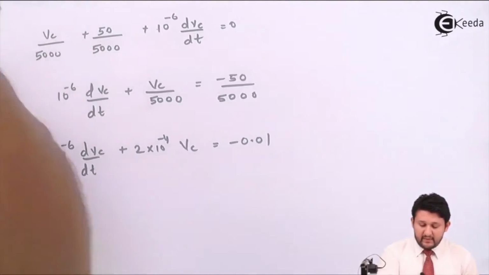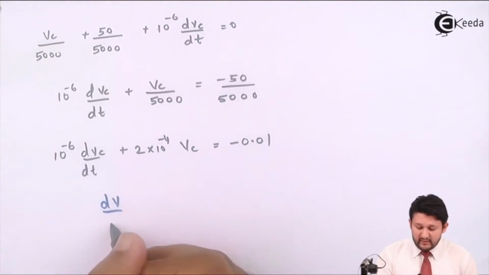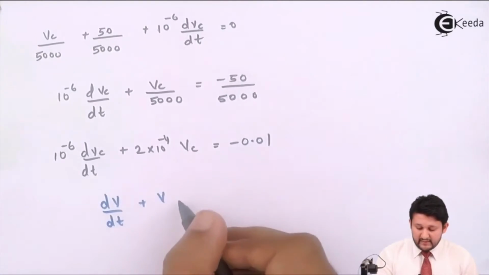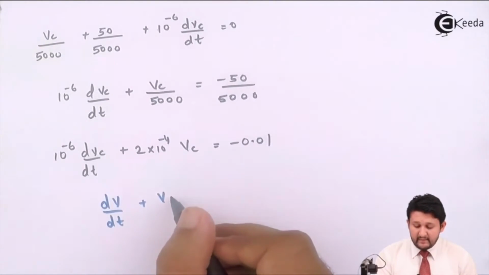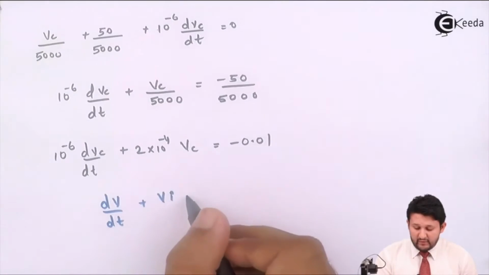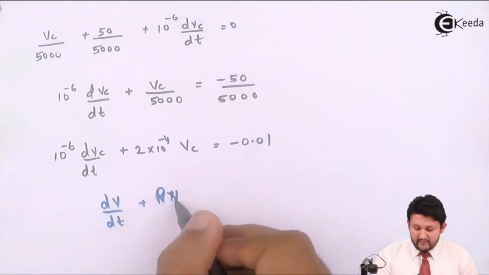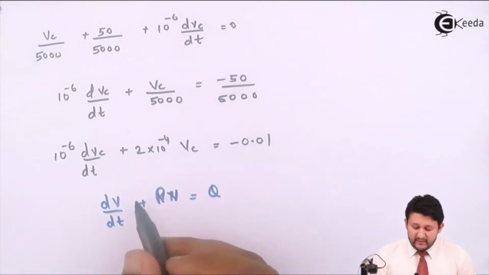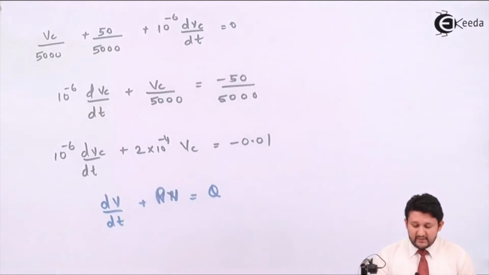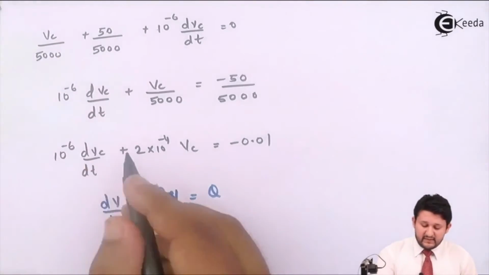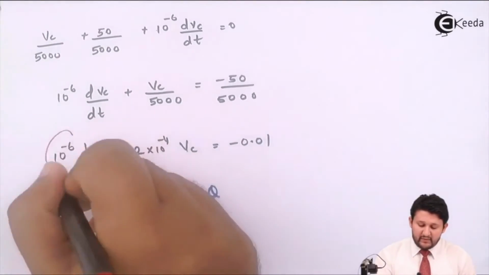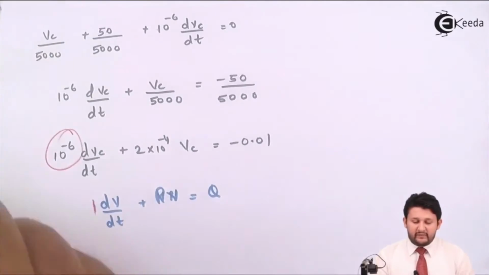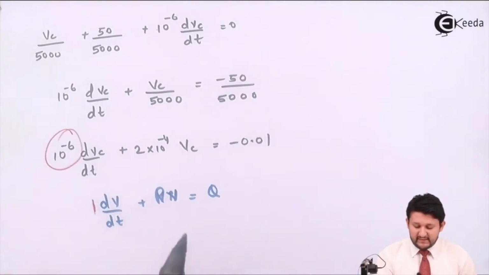Now compare the above equation with the standard form, dv upon dt plus pv equal to q, right? So compare this equation with that equation. I need to find the values of p and q. My basic rule says the coefficient of dv upon dt should be equal to 1. That means I need to divide the whole equation by 10 raised to minus 6.